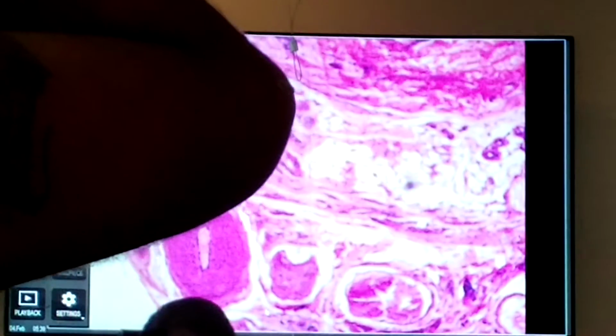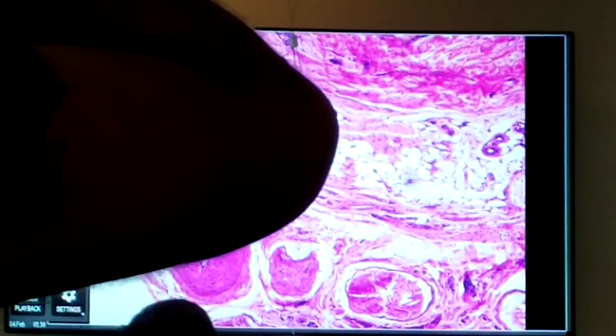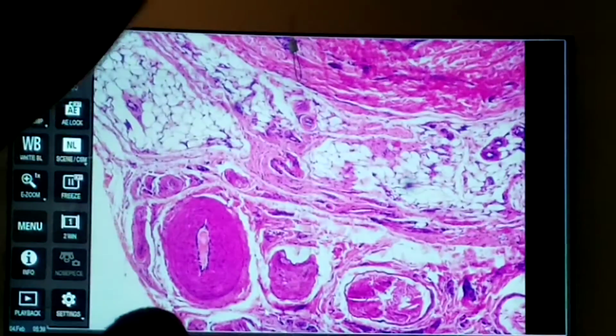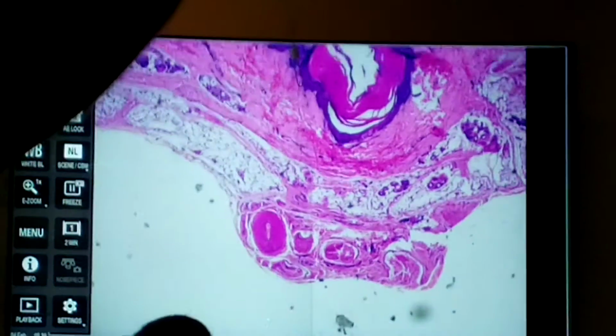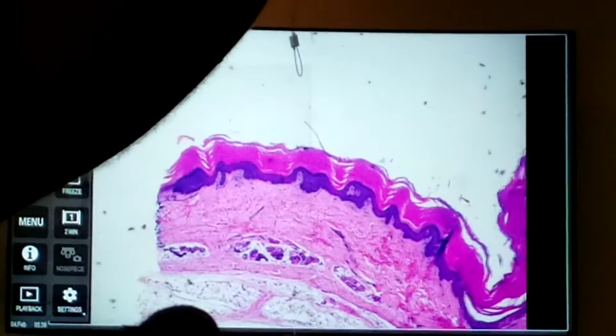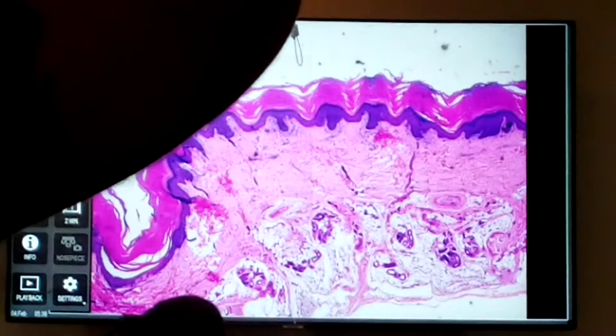Here it is. Meissner's corpuscles are in skin. All right, so let's look at this one. See a blood vessel right there, lined by simple squamous. But again, here's stratified squamous epithelium.